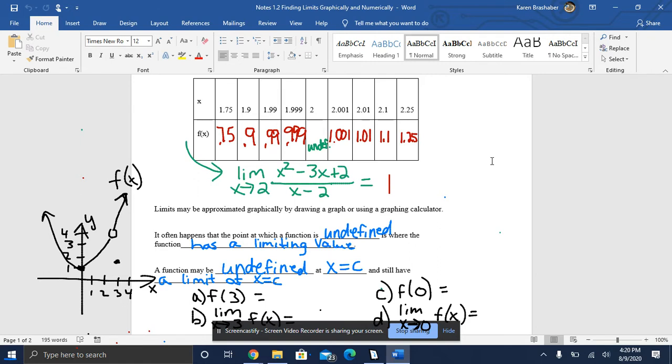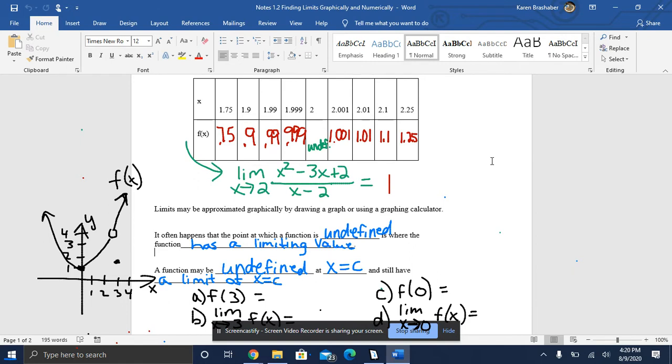So now we'll move on and look at limits graphically. And before we do that, I'd like for you to fill in a couple of statements. So the first statement: it often happens that the point at which a function is undefined is where the function has a limiting value. And you actually saw that in that example 1. And so a function may be undefined at x equals c and still have a limit at x equals c.